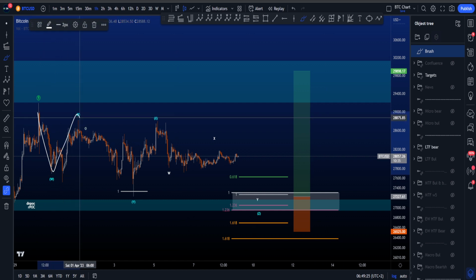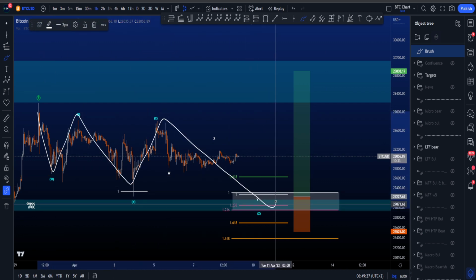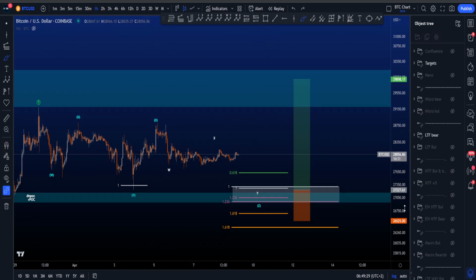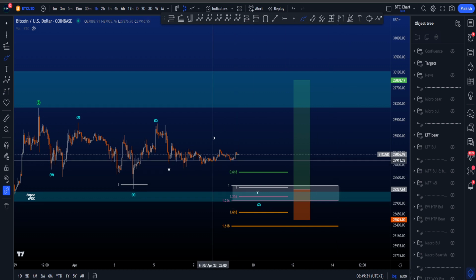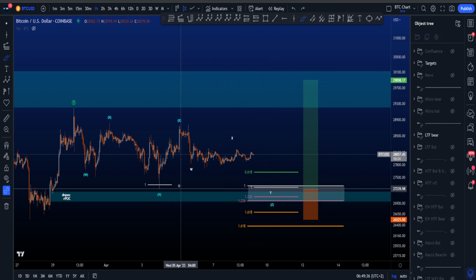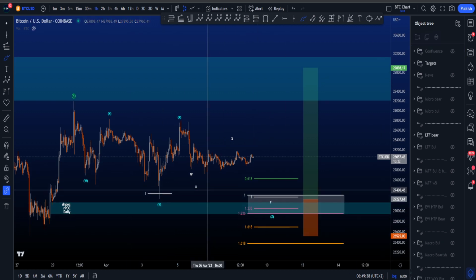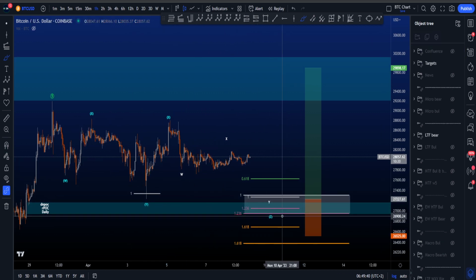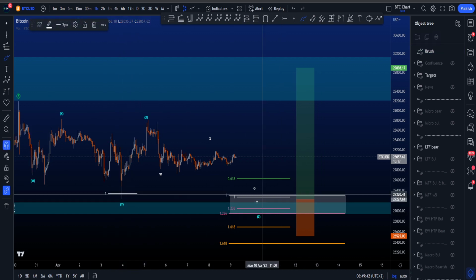I'm thinking about this being a WXYX and then eventually a wave Z to the downside. This is currently, in my opinion, still an alternative, even though we have been ranging here for a while. So in this particular scenario, wave Y bounced perfectly on the 1-to-1, which is what you want to see with a WXYXZ. That's the most common target for wave Y.